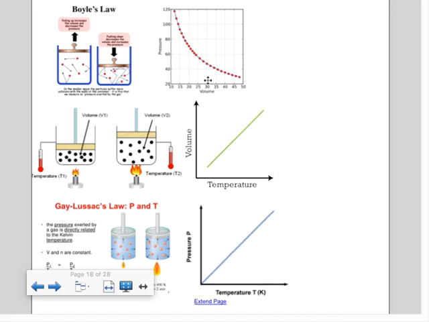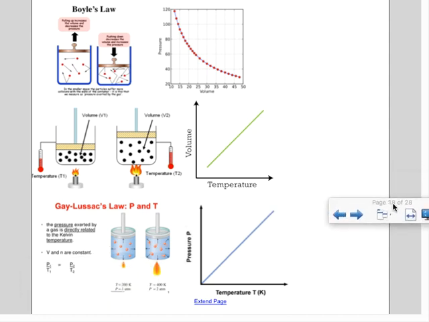Okay, welcome back. Just a review of the gas laws that we started yesterday. Yesterday I discussed three gas laws: Boyle's Law, Charles' Law, and Guy-Lussac's Law. Boyle's Law was looking at the relationship between pressure and volume, and it was an inverse relationship. So as your pressure increases, your volume decreases, and that makes sense.